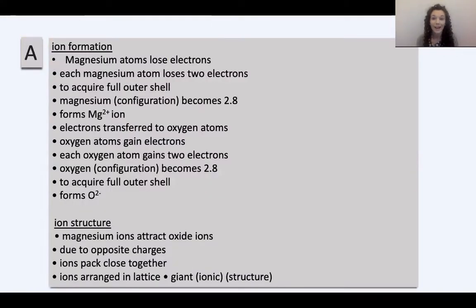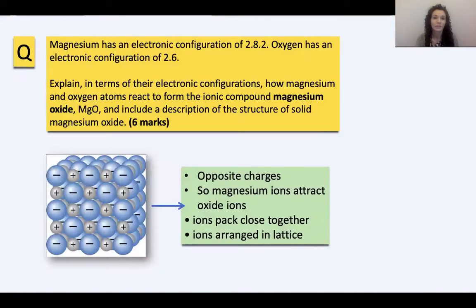Okay, so now time to mark your answer to the question. So remember the question: magnesium has an electronic configuration of 2,8,2, oxygen has 2,6. Explain in terms of their electron configuration how magnesium and oxygen atoms react to form the ionic compound magnesium oxide, and include a description of the structure of solid magnesium oxide.